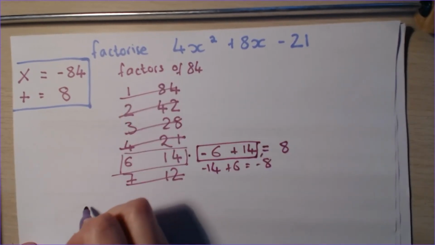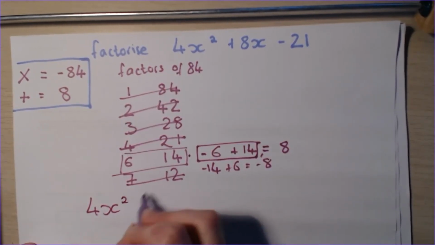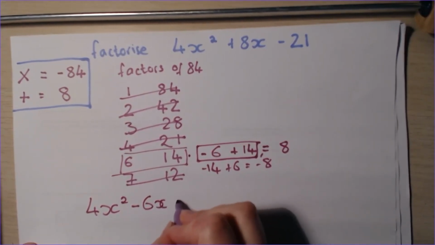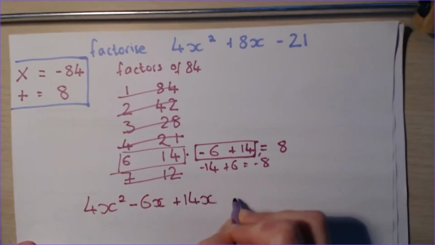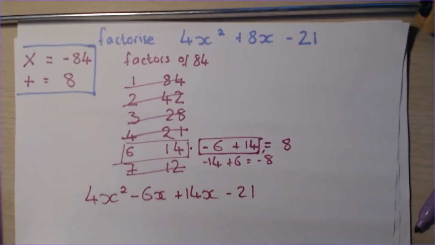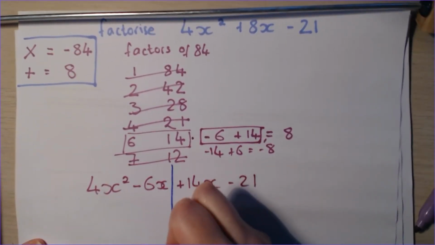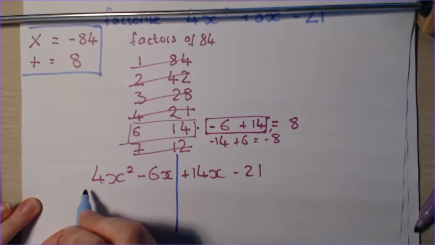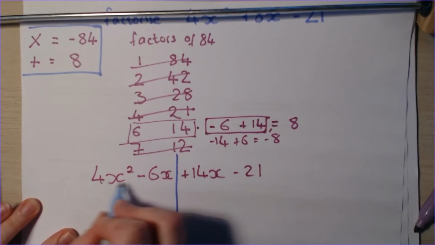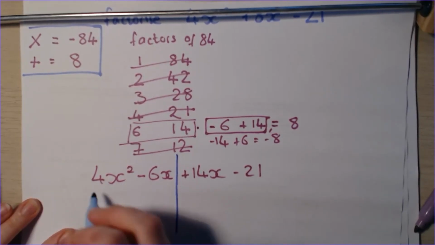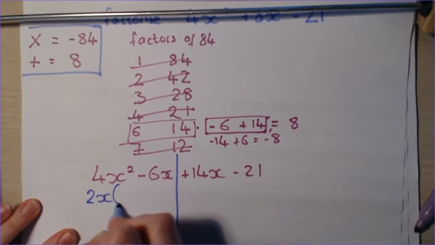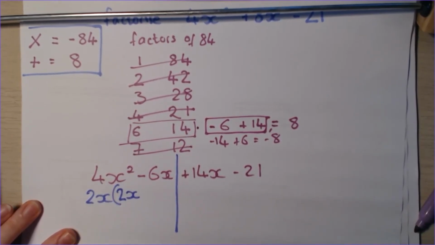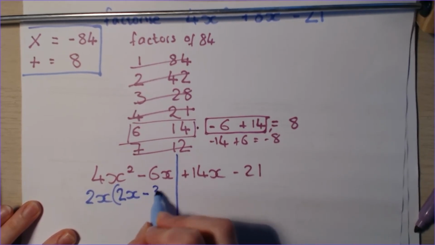So we're going to rewrite 4x squared minus 6x plus 14x minus 21. Let's separate those straight down the middle and factorise. So we're going to take out this time, we're going to take out 2x. Okay, we've got 2 is common and the x is common. So 2x, and this actually leaves us with 2x inside as well to get the 4x squared. It's going to be minus 3.